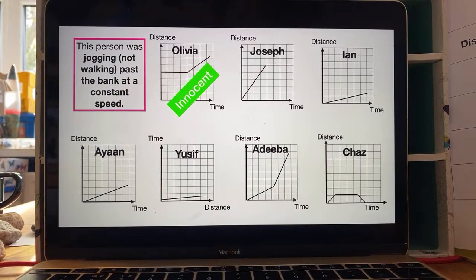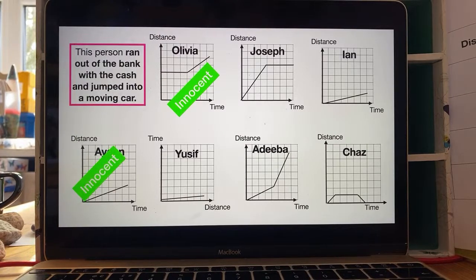This person was jogging past the bank at a constant speed. That was Ayan. So Ayan is completely innocent, just jogging past. This person ran out of the bank with the cash and jumped into a moving car. That must be Adiba, right? Only Adiba started off fast and then got faster. So Adiba is definitely guilty.